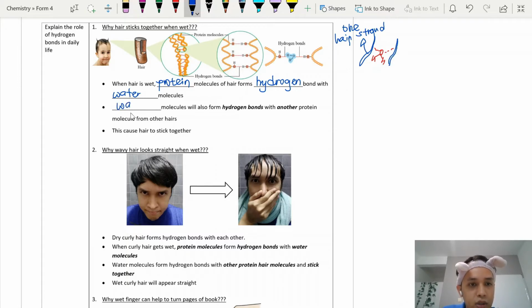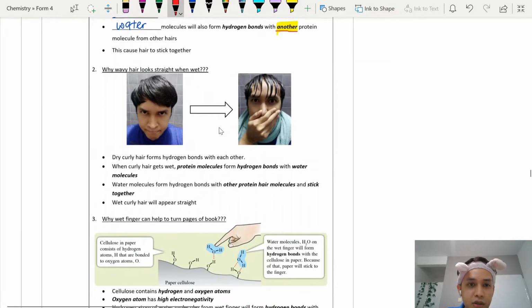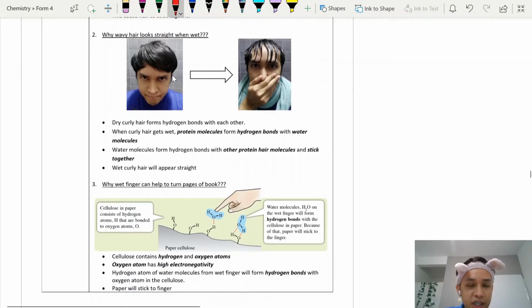Okay, and the water molecules will form hydrogen bonds with other protein molecules. So you see, this word here makes a huge difference. That is why your hair will stick together. So why will your hair look straight?